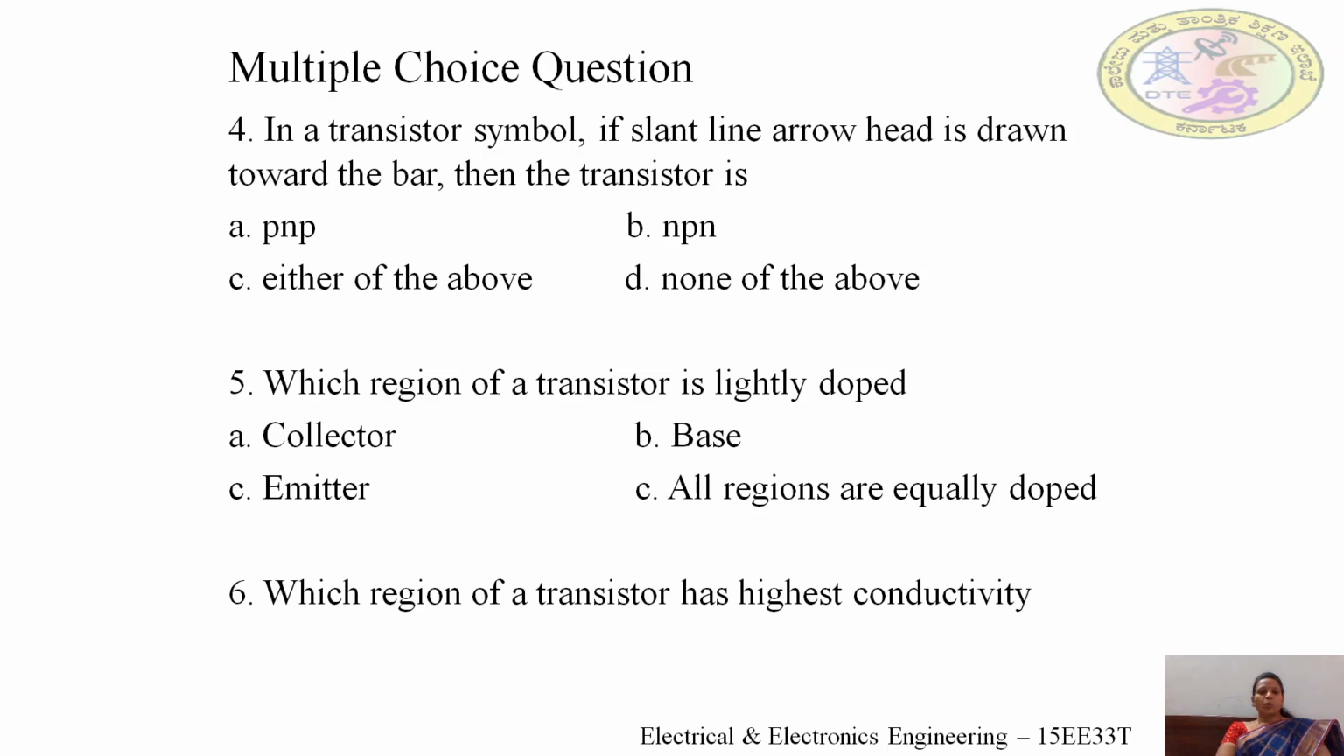Next question, which region of a transistor has highest conductivity? Emitter has the highest conductivity. Why? Because it is heavily doped. So the options are base, collector, emitter, all of the above. The right answer is emitter because it is heavily doped. Hence it has highest conductivity among the three regions of transistor.